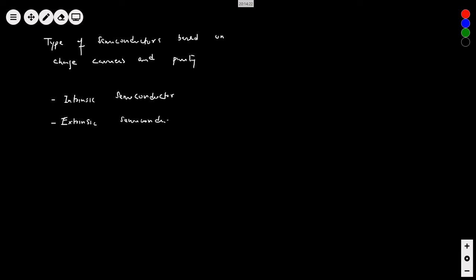So the normal semiconductor which is available in the elemental stage, the naturally available semiconductor like silicon and germanium, are called the intrinsic semiconductors. Let's see what is intrinsic semiconductor and what is the energy band diagram. So, intrinsic semiconductor.